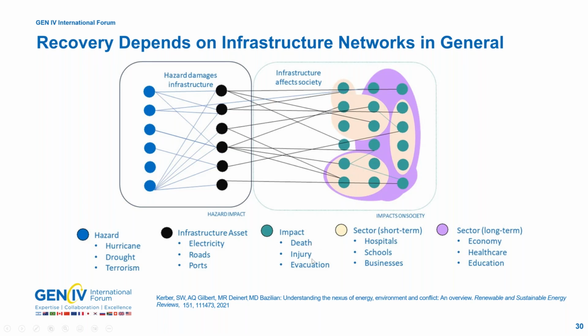People could be killed as a result of disabling these technologies. They could die from that. There could be injuries associated with it. You might have to evacuate people from different kinds of regions. But then there could also be societal impacts. What are the impacts to hospitals, schools, businesses, governmental institutions, and then the overall economic impacts or impacts to healthcare and education? All of these things can have long-term impacts.